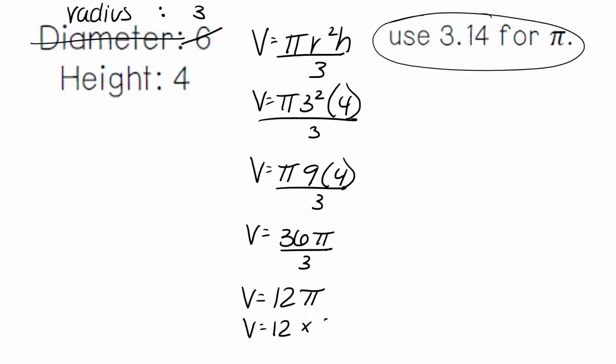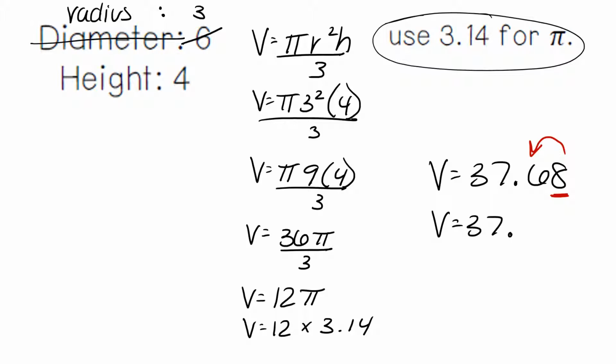So 12 times 3.14 is going to give us 37.68. But we want to round it to 1 decimal place. So we look at the second decimal place, and if it's 5 or higher, we round up. 4 and less, we round down. We have an 8, so that's going to be 5 or higher, meaning 0.6 is going to round up into a 0.7.